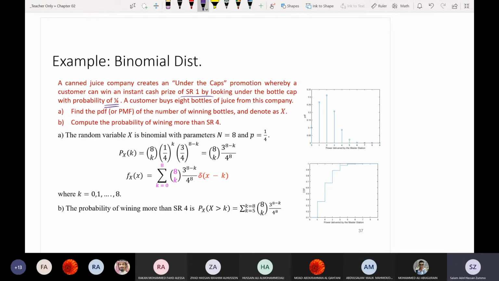That means the probability that when you open the can and you see 1 real under the bottle cap is 0.25, 1/4. A customer buys 8 bottles of juice. First, find the PDF or the PMF.